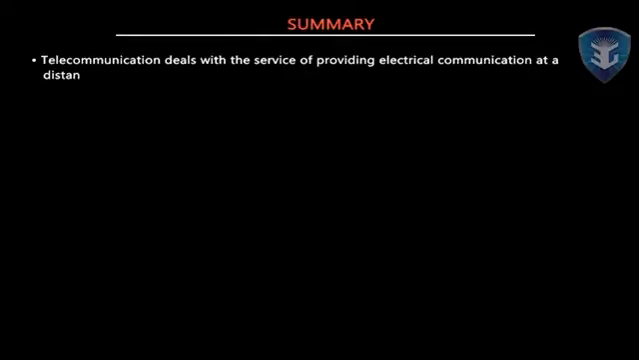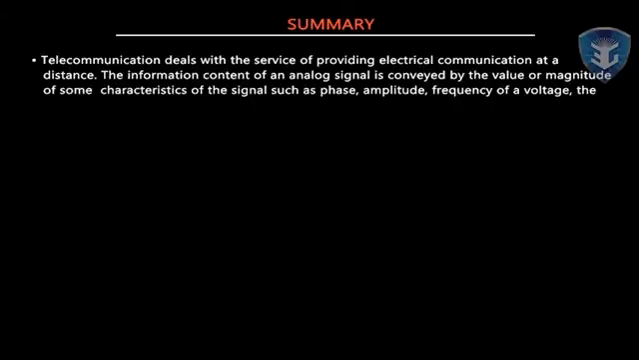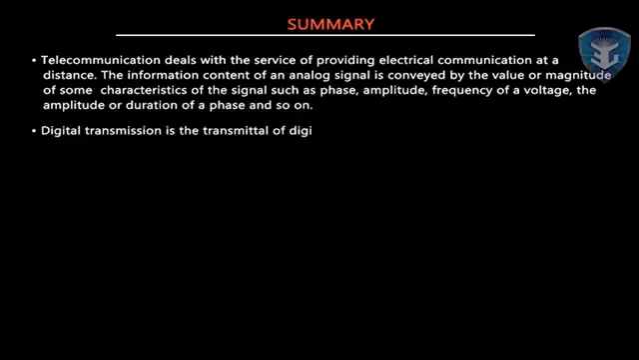Now in the end, let us summarize what we have learned in this lecture. Telecommunication deals with the service of providing electrical communication at a distance. The information content of an analog signal is conveyed by the value or magnitude of some characteristics of the signal, such as phase, amplitude, frequency of a voltage, the amplitude or duration of a phase, and so on.